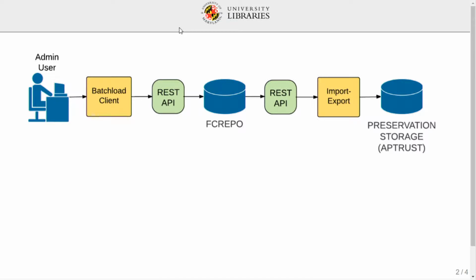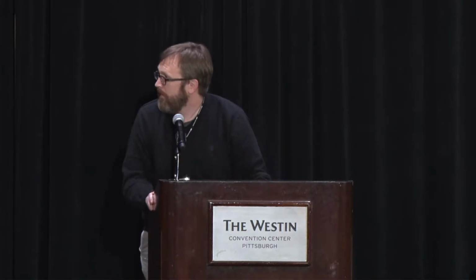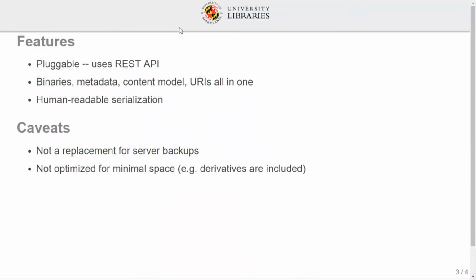The data is then in Fedora, FC repo, which is an implementation of the linked data platform. We can then export that data using Fedora's import-export client, and it goes at the item level in our workflow, so that you have a single item with all its components as a package, which gets bagged up, sent to AP Trust, but it could be any preservation storage that you wanted to use. And so some of the advantages of this work. There you have some advantages and you have some caveats, and you can talk to me if you want to know more. Thank you.